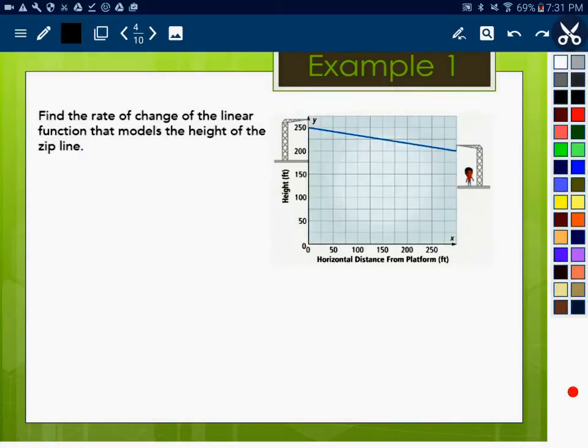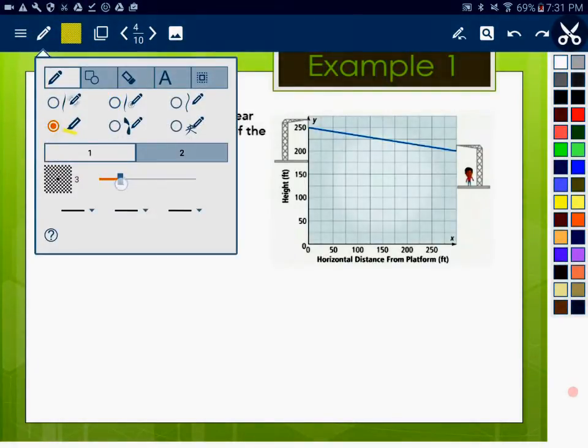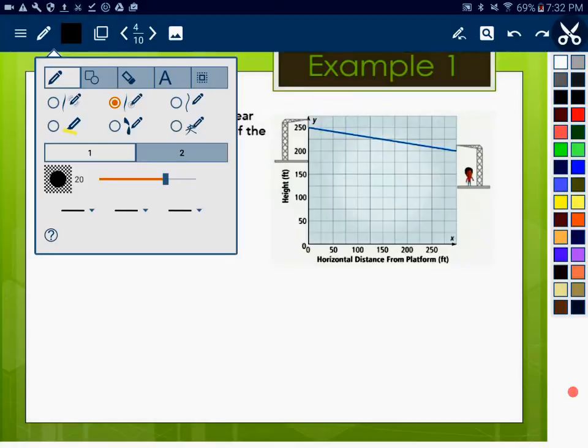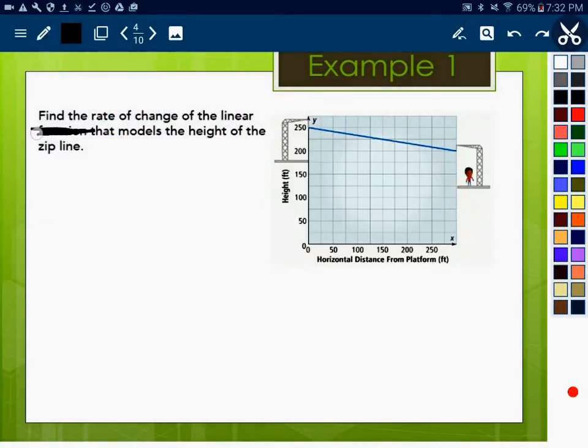All right, so in our first example, it says find the rate of change of the linear function that models the height of the zip line. Now, we're going to be talking about what it means to be a function in a few more lessons. Don't worry about the fact that it says function right there. In fact, if you want, you can cross that out and make it say linear equation, because right now they really mean the same thing, and in another lesson we will specify what a function is. So I'm going to look at my graph here, and I'm going to figure out my rate of change.